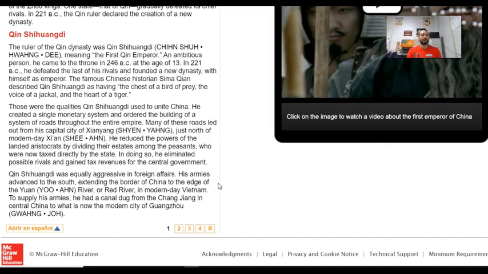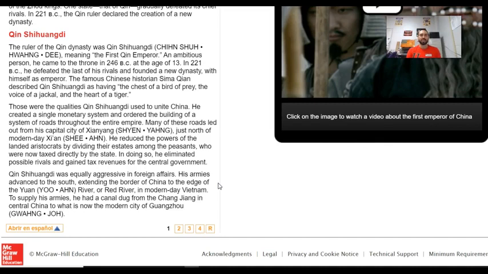He created a single monetary system and ordered the building of a system of roads throughout the entire empire. Many of these roads led out from his capital city of Xianyang, just north of modern-day Xi'an. He reduced the powers of the landed aristocrats by dividing their estates among the peasants, who were now taxed directly by the state. In doing so, he eliminated possible rivals and gained tax revenues for the central government.